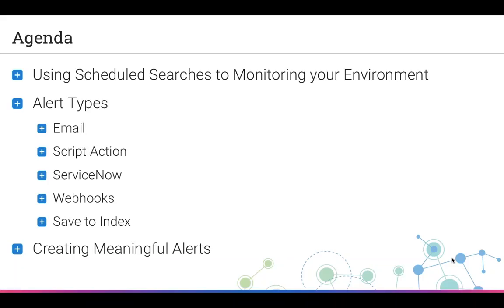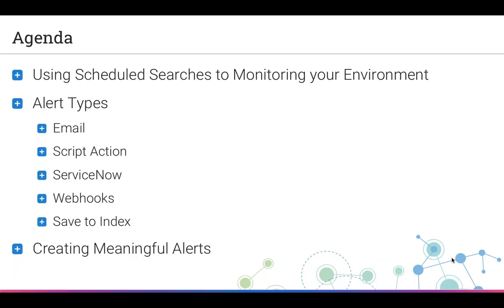So let's get into the agenda. We're going to be learning how to use the scheduled searches to monitor your environment. We'll talk about the different alert types, so you can send your messages, your alerts, through email or script action, ServiceNow, Webhooks, Save to Index. We'll talk about each one of these different alert types and the different options associated with it.